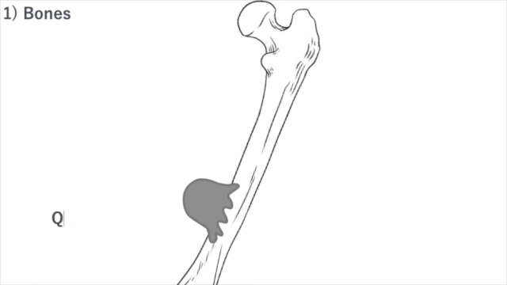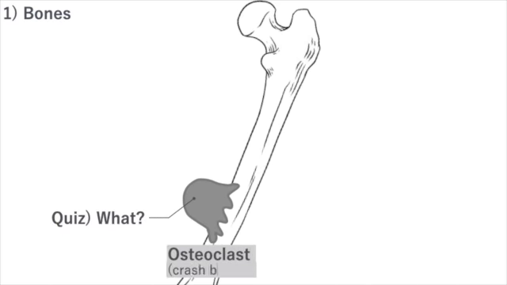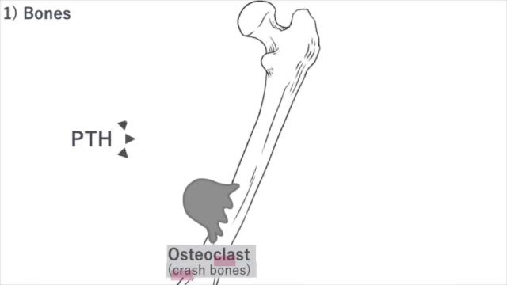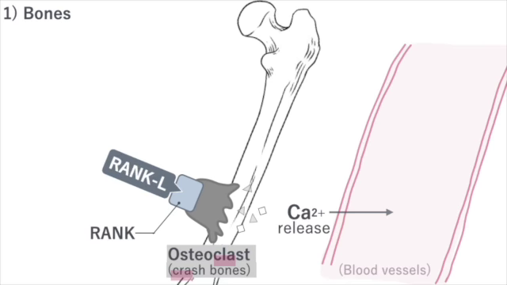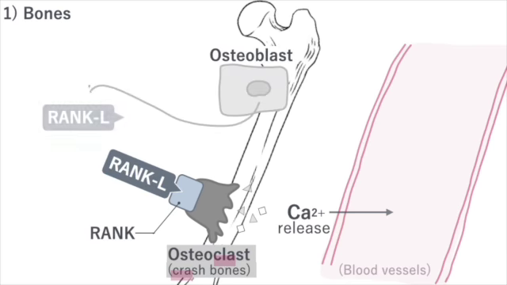Quiz. What dissolves the bone? Correct. It's the osteoclast. Osteoclasts crash the bone. Remember: clast, crash. PTH increases the activity of osteoclasts, which dissolves the bone and raises blood calcium levels. This happens because the receptor RANK on osteoclasts is stimulated by its ligand, RANK ligand. RANK ligand is produced by osteoblasts.